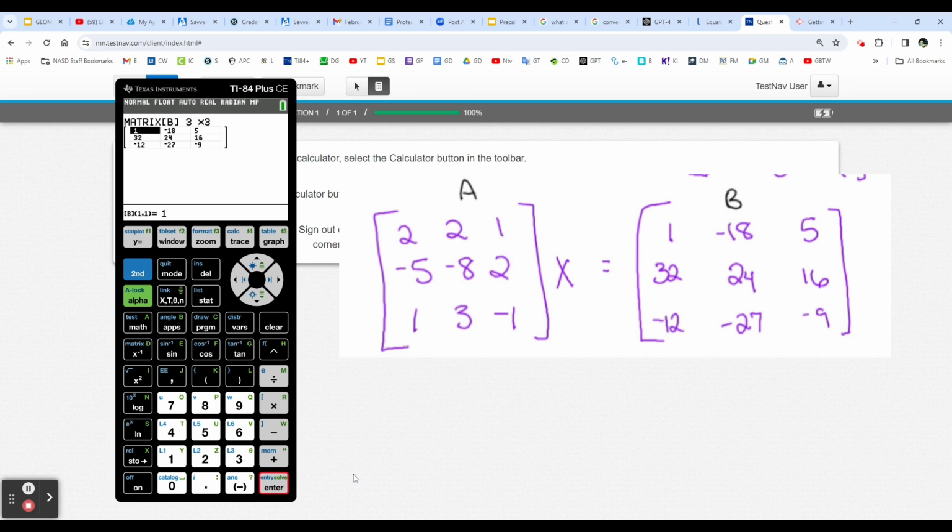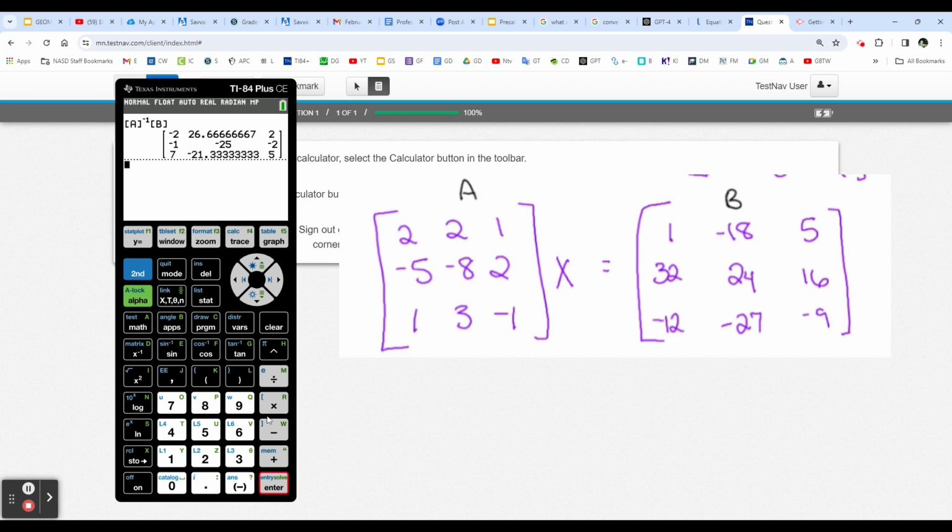Scan through it. I don't see any mistakes, so let's quit to our home screen. Now I need to do A inverse B. So you hit second, matrix, and hit A to load A up on the home screen. The inverse button is the same button as the matrix. Then you do second, matrix, and now we're going to do B. So we're going to multiply these together.